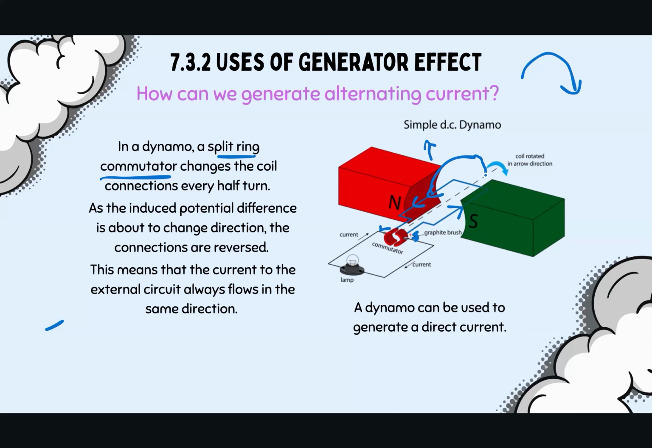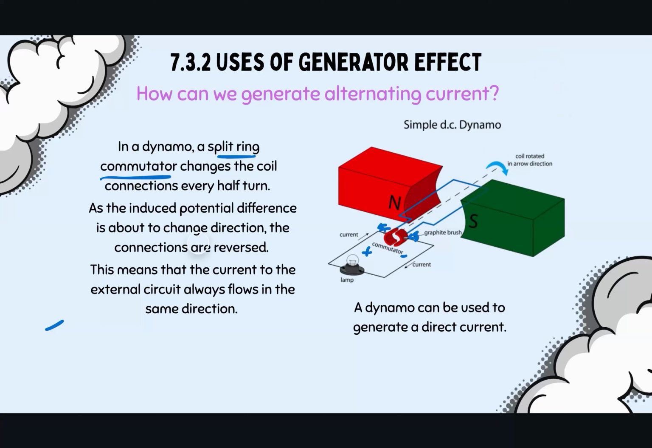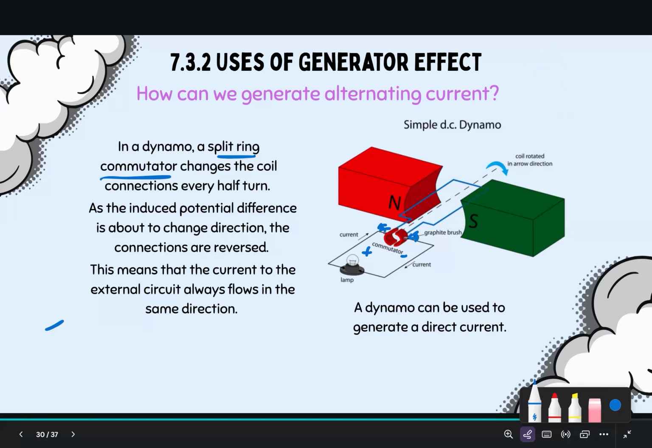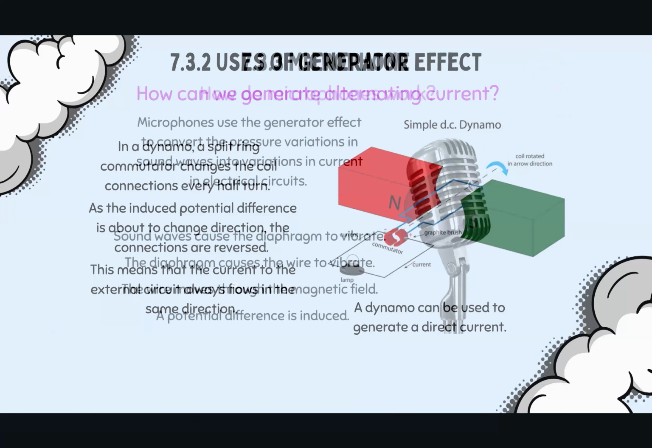Just before it starts moving downwards and the current starts flowing in this direction, what the split ring commutator does is it changes the plus and the minus. So this side becomes plus, that side becomes minus. Now when the current flows, it continues flowing in that same direction. As the induced potential difference is about to change direction, the connections are reversed. This means the current to the external circuit always flows in the same direction.